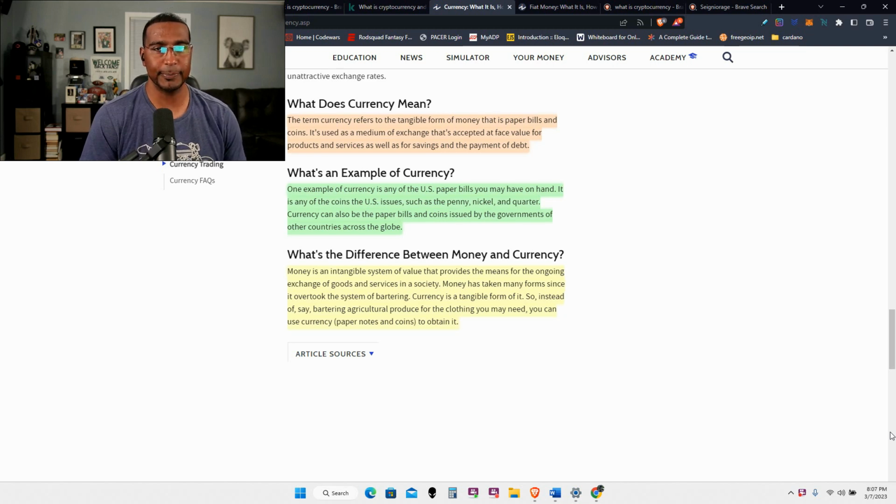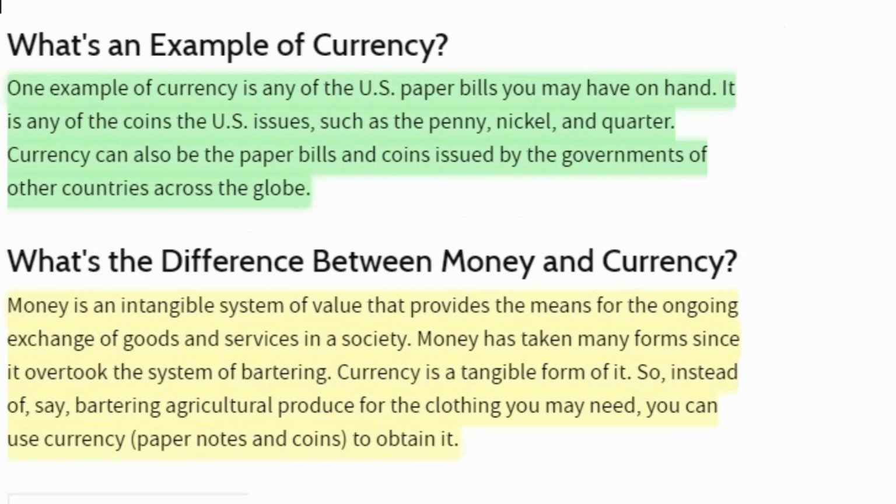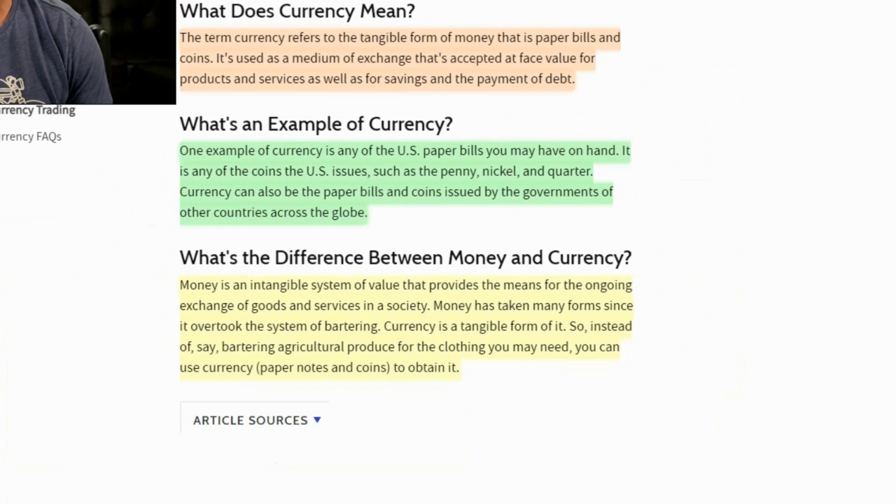What is an example of currency? One example of currency is any of the US paper bills you may have on hand. It is any of the coins of US issue such as penny, nickel, and or quarter. Currency can also be paper bills and coins issued by governments of other countries across the globe.